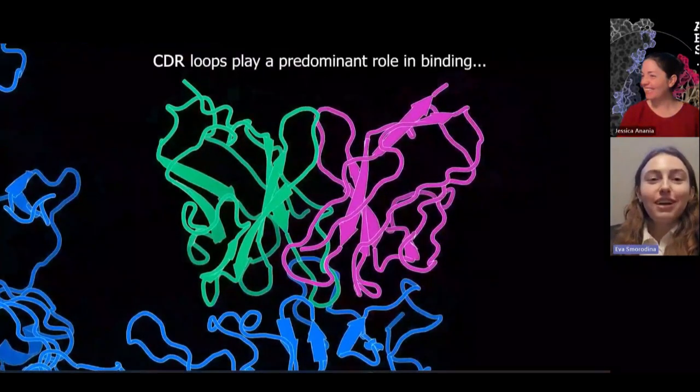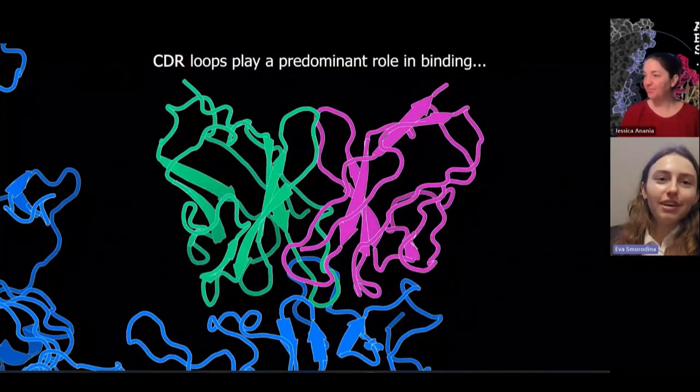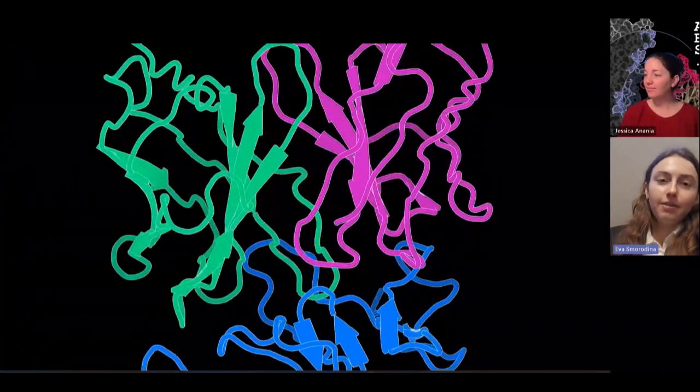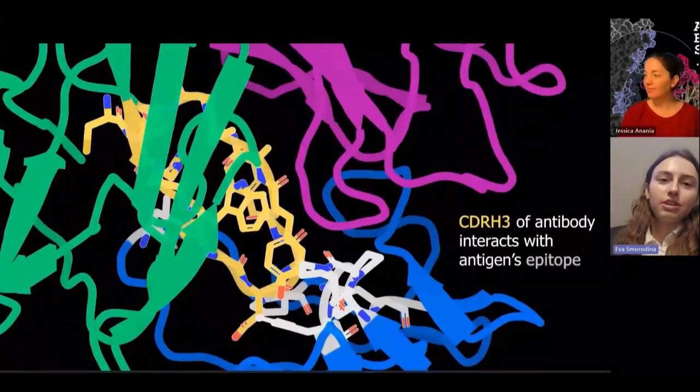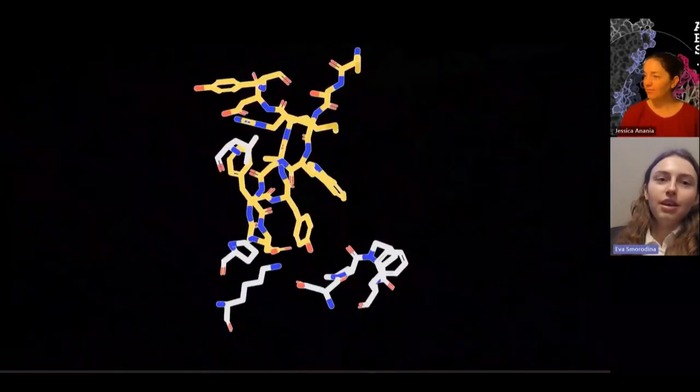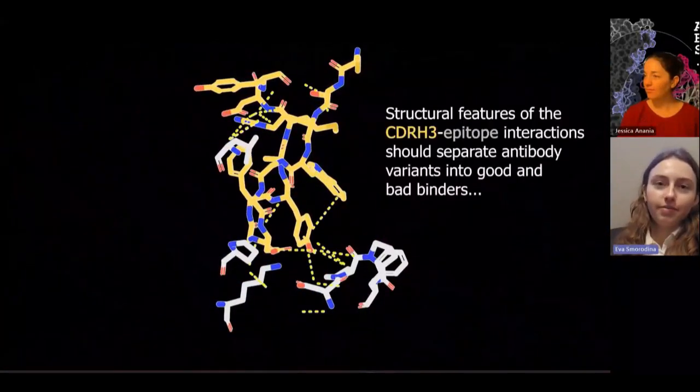And the binding is defined by a loop. Loop is a very flexible region. That's why it's so hard to understand. Also, CDRH3 are very flexible in terms of sequence. So sequences are very variable, and also the structure is very flexible. And CDRH3 is the most interesting out of all the loops because it's the source of highest variability and flexibility. So if you want to understand antibody-antigen binding, you should focus on CDRH3.